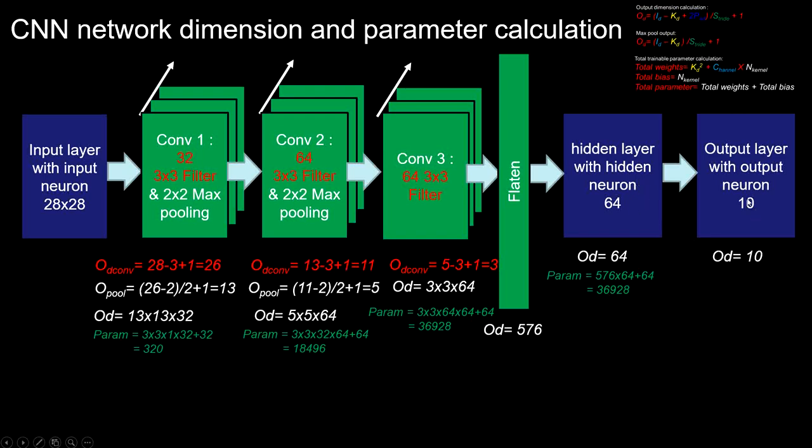Finally for the output layer, you have 64 neurons here and 10 neurons here, plus the bias. So you just need to add 64 times 10 plus the 10 biases, and finally you have 650 parameters. All the parameters will be summed up together to get the total parameters used for this model.